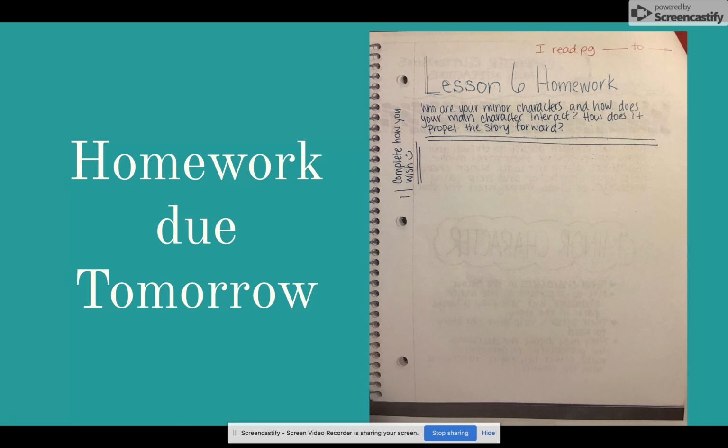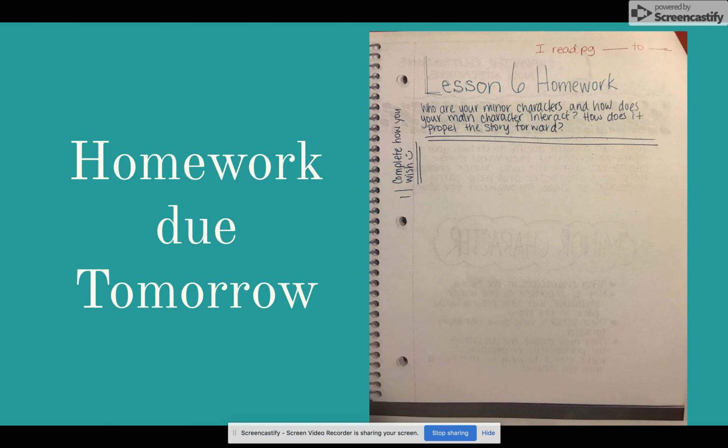So today, what you're going to do for your homework, so go ahead and flip to your homework side, is I want you to think about who are your minor characters in your novel and how does your main character interact with them? How does it propel your story forward? So think of your minor characters, think of the things your minor characters are doing that's changing the way your main character is acting and behaving.